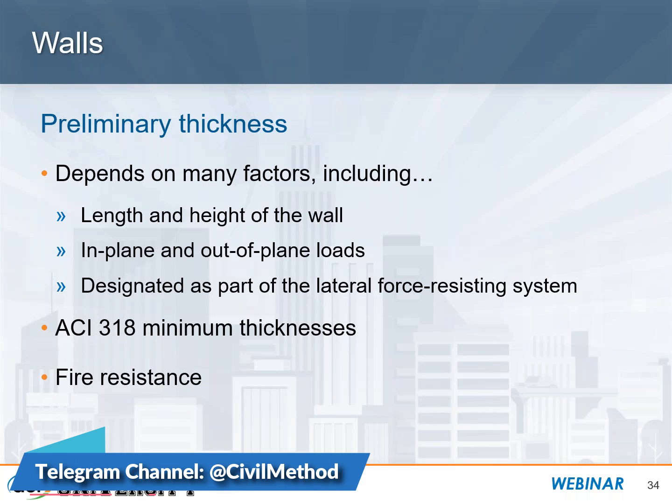Is the wall subjected to both in-plane and out-of-plane loads? So is this a wall on the perimeter of the building that's doing double duty? It's resisting wind forces, both perpendicular and parallel to the face of the wall. And that goes into the third item. Is it part of the lateral force resisting system? If it is, that's where the height of the wall comes into play.